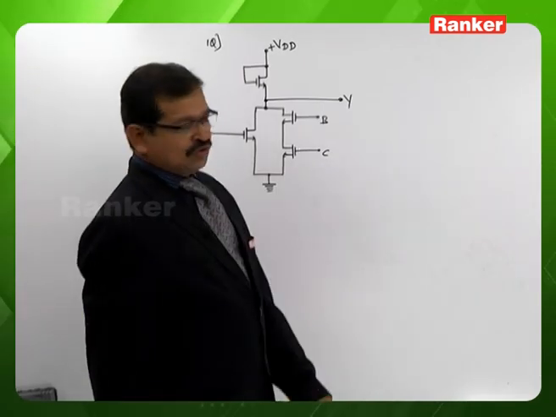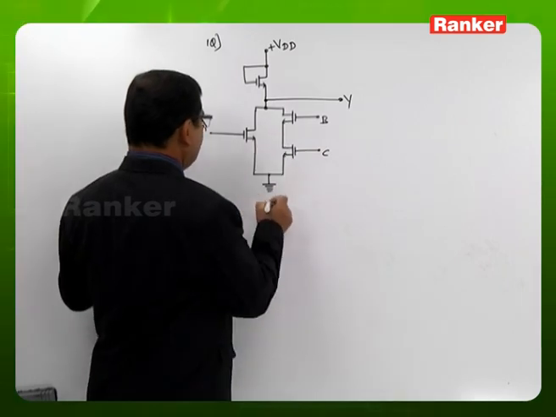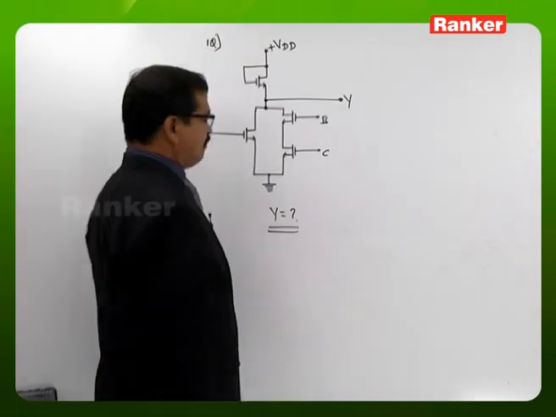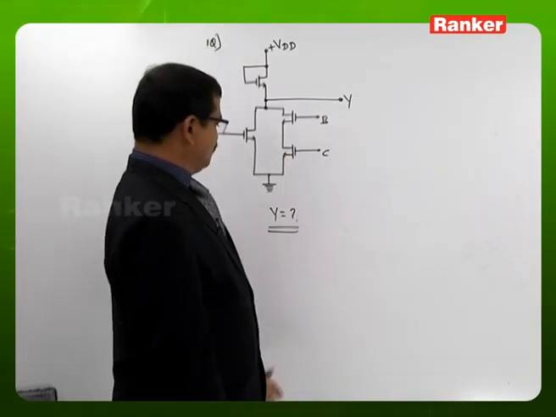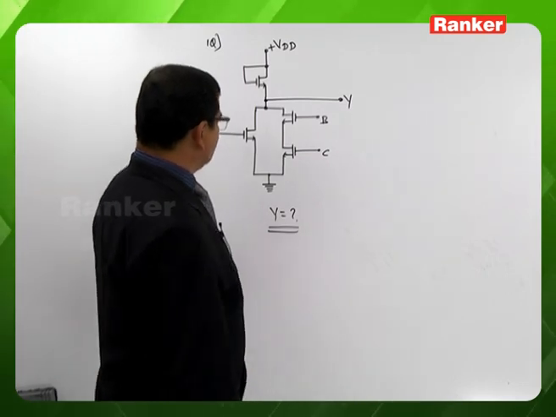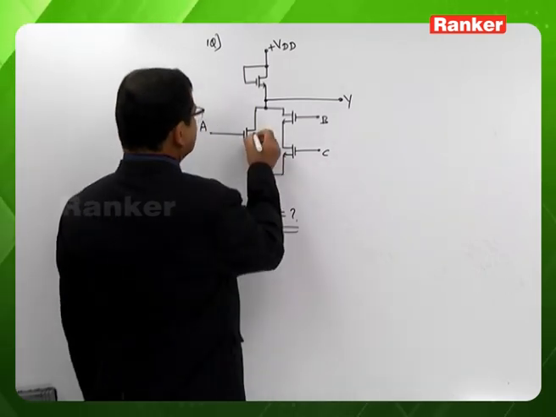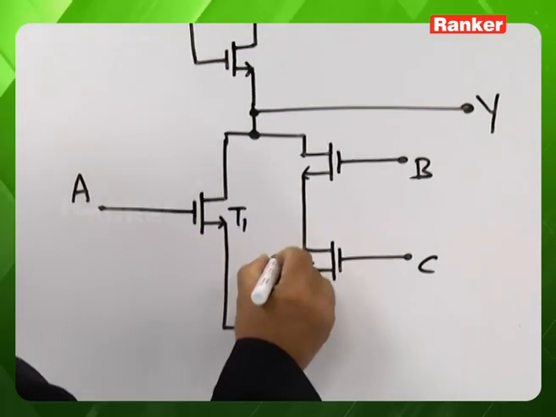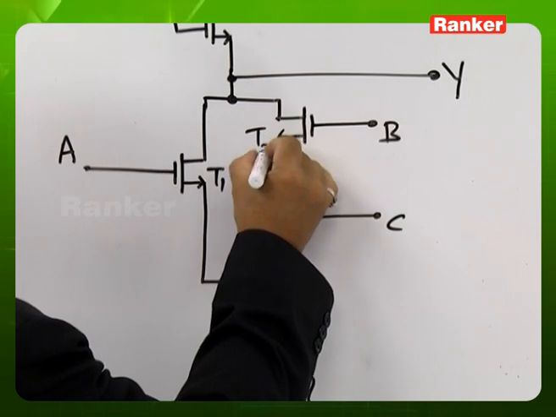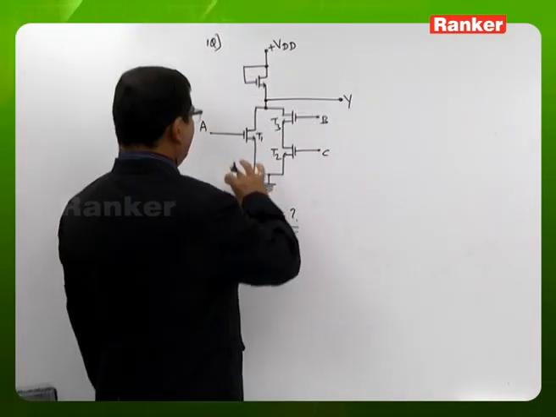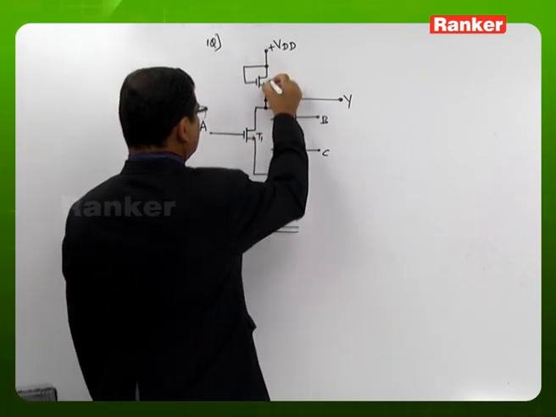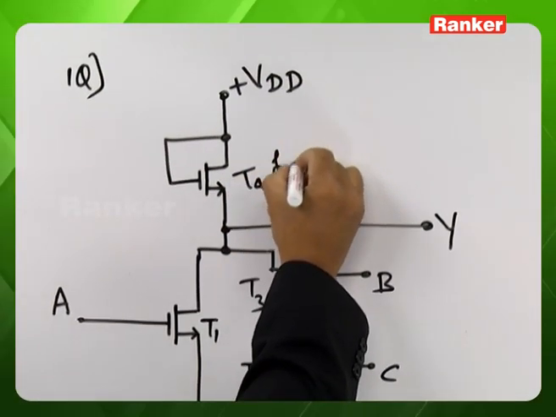So let us look at this question. What is the Boolean expression which is implemented by this MOS circuit? You can see here, the transistor T1 is in parallel with the combination of T2 and T3. And for T1, T2, T3, the transistor T4 we are looking at as the load.